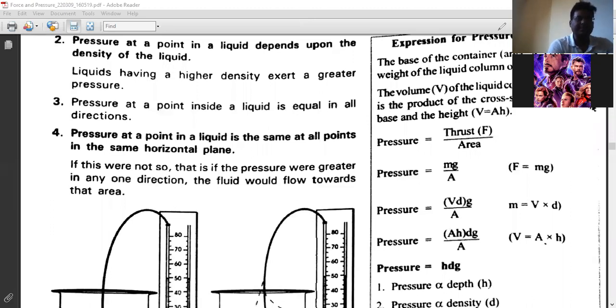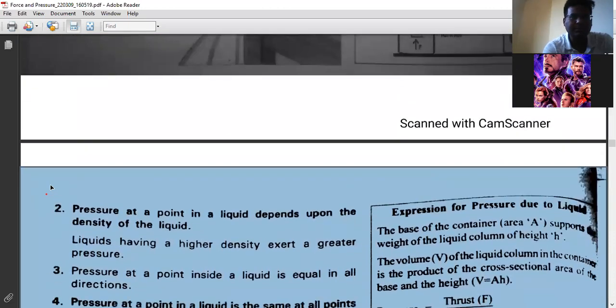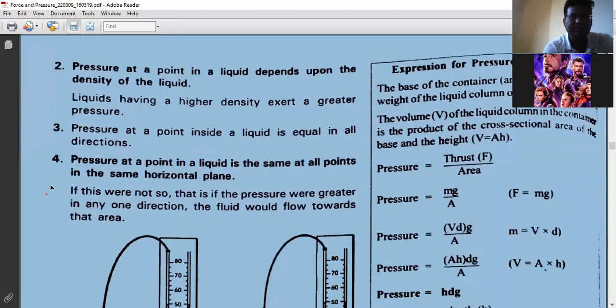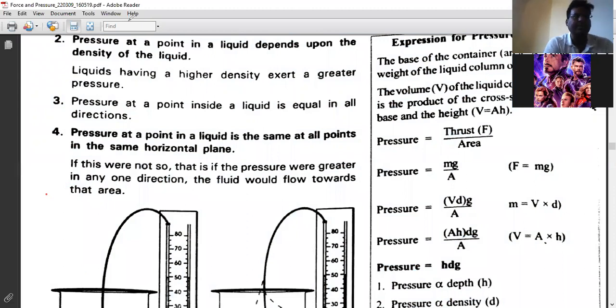Now look at the next point then. The first point I have explained now, so look at the second point.